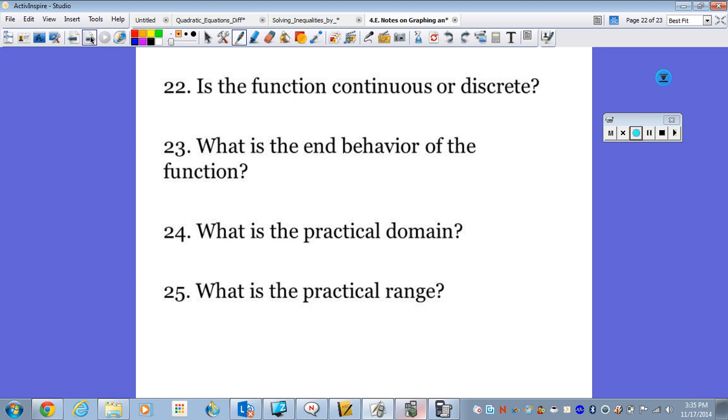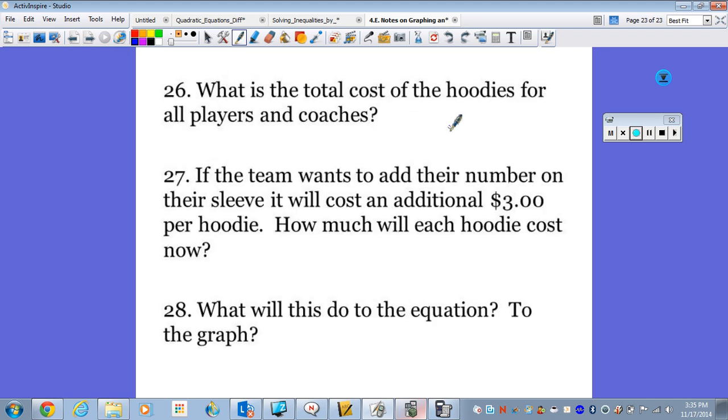All right, and then total cost of the hoodies. What happens if you change that? What does it do to the equation? What does it do to the graph? So I actually would like you to try all of that.